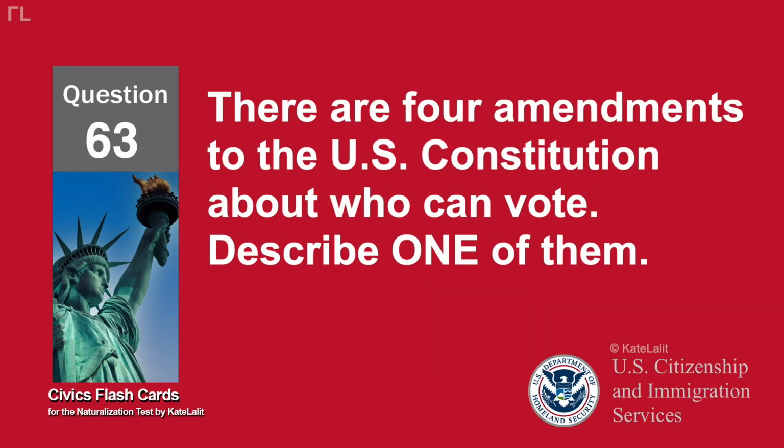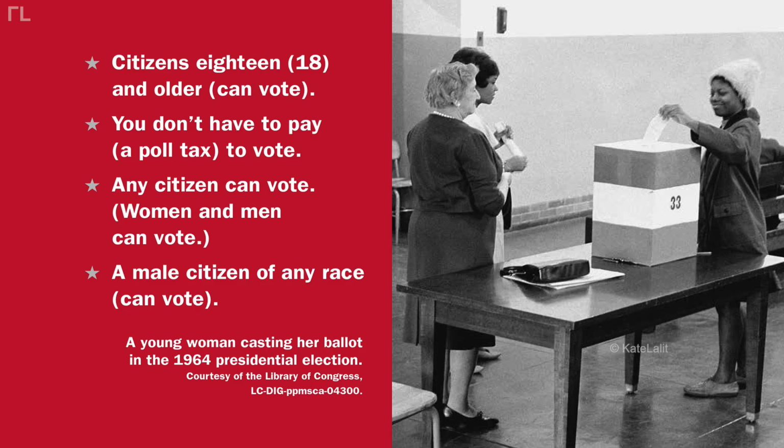There are 4 amendments to the U.S. Constitution about who can vote. Describe one of them. Citizens 18 and older can vote. You don't have to pay a poll tax to vote. Any citizen can vote. Women and men can vote. A male citizen of any race can vote.